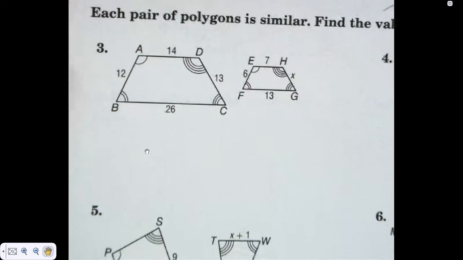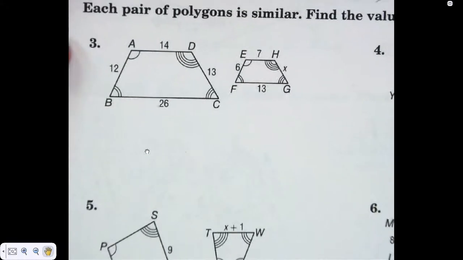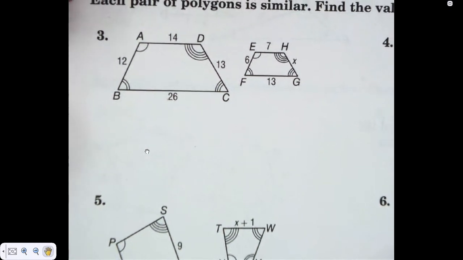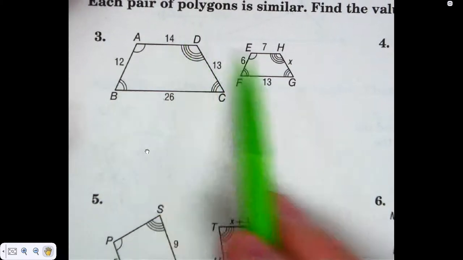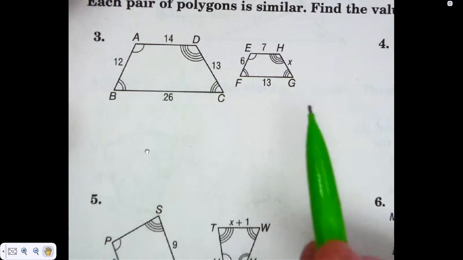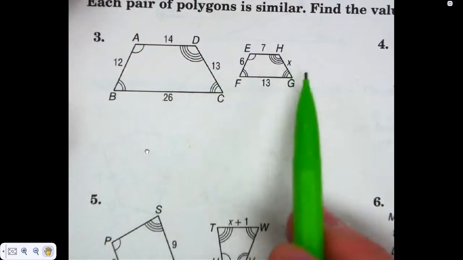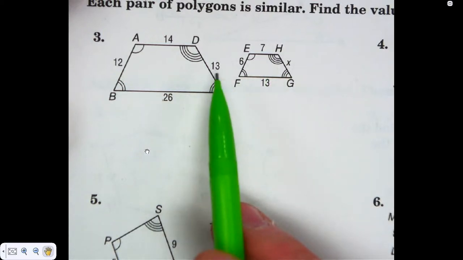Now, for each pair of polygons, find the value of x. Oh, these are those problems I was talking about, right? Now, they give you more information than you need here. You know why? Because all you have to do is find the scale factor, don't you? First of all, I need to involve this x in my proportion, don't I? What corresponds to the x? It's hard to tell, isn't it?